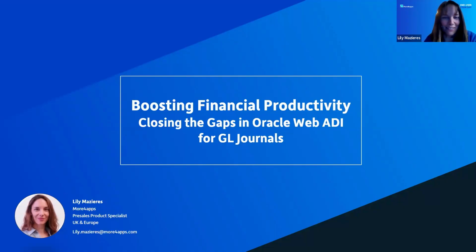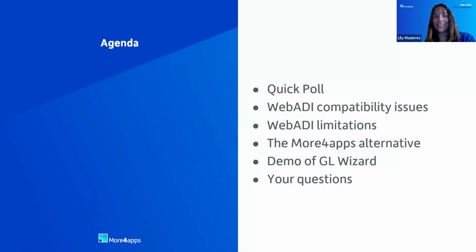Let's talk about the agenda for today. Here is a quick look at what we will be covering. To start, we want to hear from you. We will take a quick poll to see which Web ADI issue is currently costing your teams the most time. Next, we're going to dive into the pain points, dissecting the most common Web ADI compatibility issues and limitations. Then we will move from the problem to the solution and show how the More4apps approach restores your team's productivity.